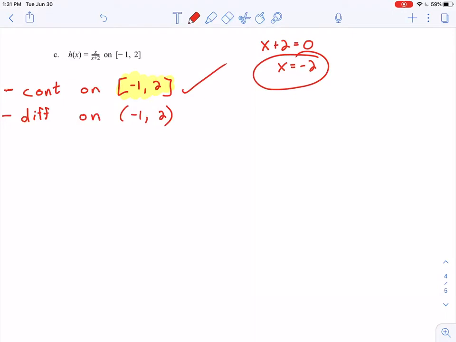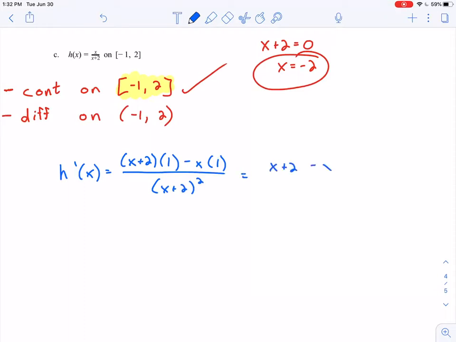So we are going to use the quotient rule. Let's find our derivative h prime of x. Low, x plus 2, d high is 1, minus high, x, d low is 1, all over x plus 2 quantity squared. This is really x plus 2 minus x, all over x plus 2 quantity squared. This is really 2 over x plus 2 quantity squared. So this is my derivative.